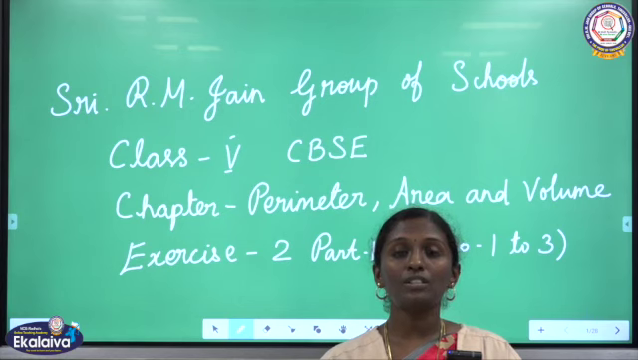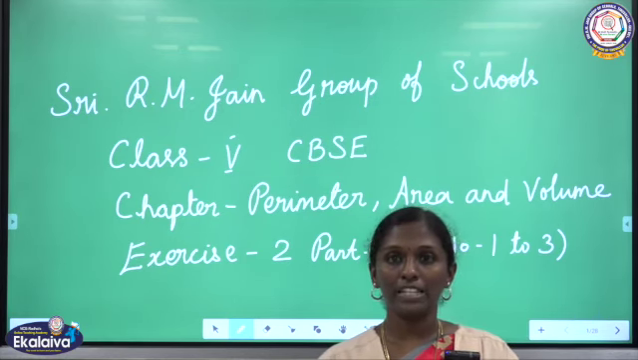Now we are going to do the first 3 problems in exercise 2 from the chapter perimeter, area and volume.